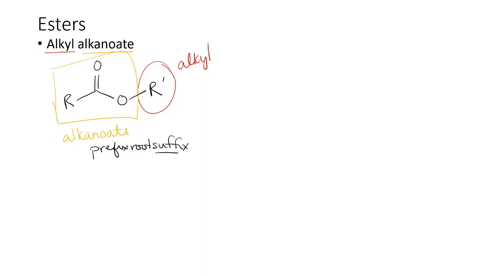The suffix for these will be the -oate suffix. For our esters, we will be dropping the e associated with the root, and the prefix would be for any other substituents that we would see on our R group. So let's look at an example for this.